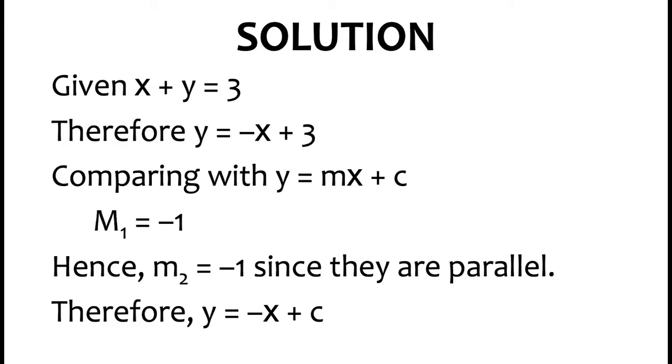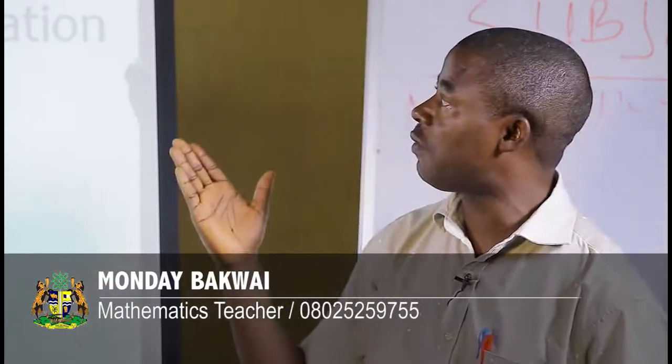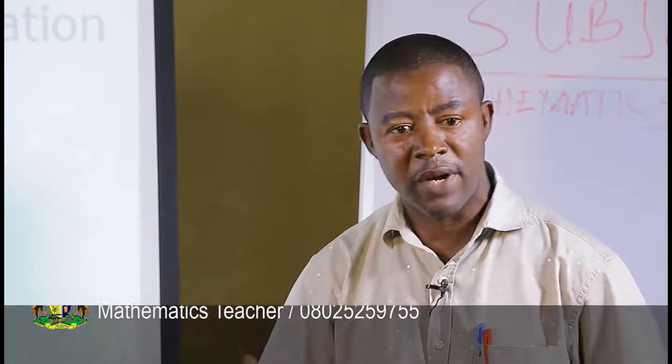So y will now be minus x plus c. We need to find c. And how do we find c? From where the equation passes through.